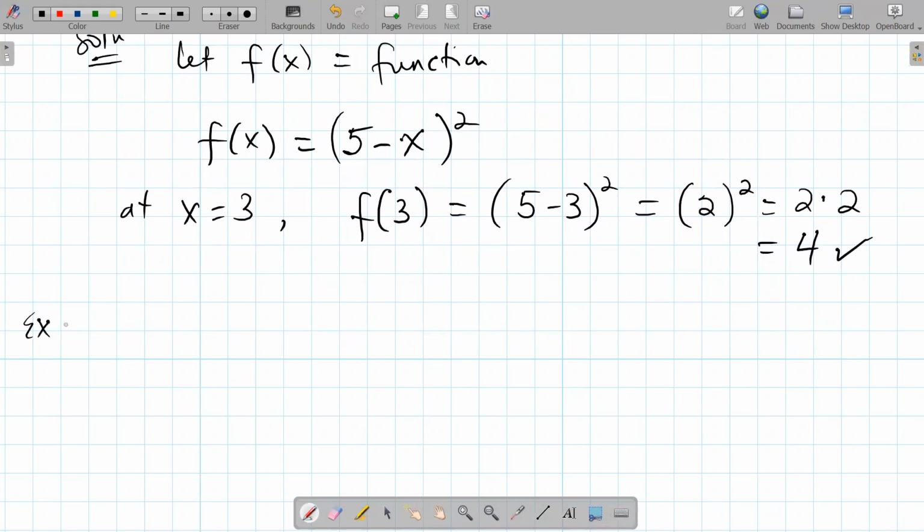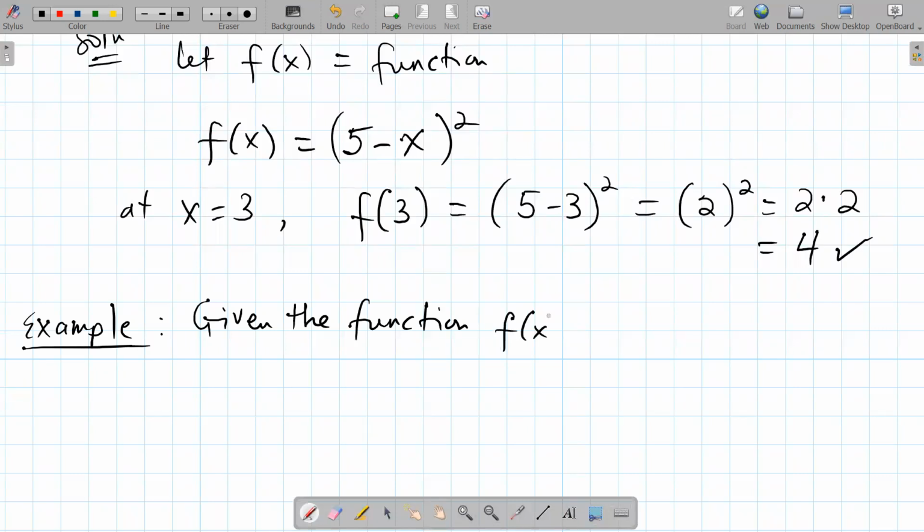Let's talk about another example. Given the function f of x equal 5x squared minus 8x plus 7, it says calculate the following values.